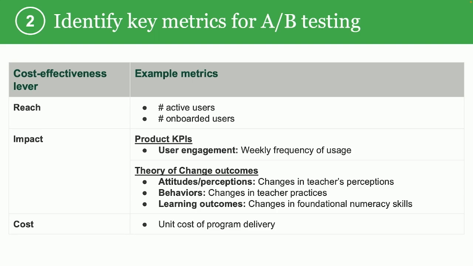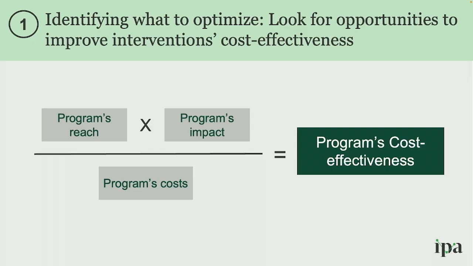So first of all, this is why I would bring in the reach point. Impact divided by cost is cost effectiveness, but that's also multiplied by the reach of the intervention. And so that's another way that you can increase overall cost effectiveness.